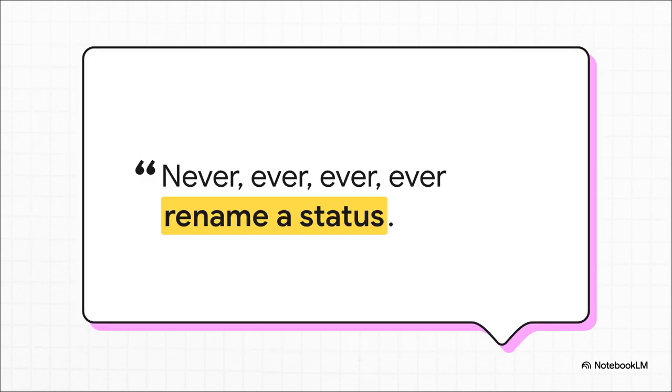Listen to this. This is the golden rule, especially if you're in a company-managed project. Why? Because statuses are global. If you decide to rename a status like backlog to something clever, you're not just changing it for your project. No, you're changing it for every single project in the entire Jira instance that uses it. Always create a new status instead. Trust me, this is one of those mistakes you do not want to make.